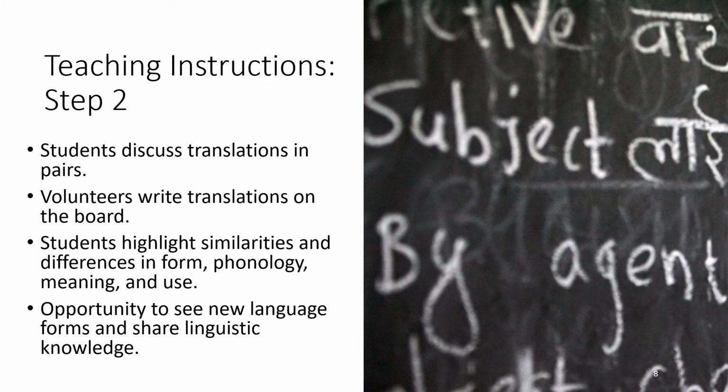And we're on to step 2. So first you're going to pair your students and have them discuss their translations. Then you're going to ask for volunteers to write their translations on the board next to the English ones already listed. Then you're going to ask your students to highlight the similarities and differences in form, phonology, and meaning and use across the different languages. This provides an opportunity for your students to see new language forms as well as to share their linguistic knowledge.